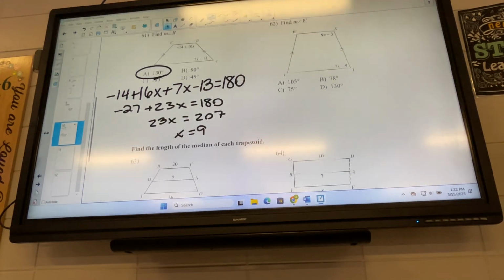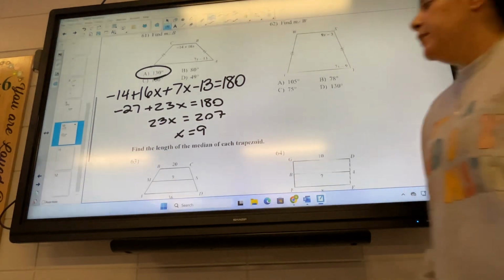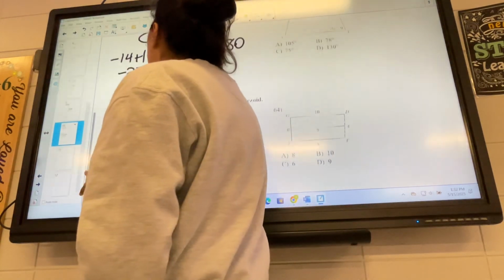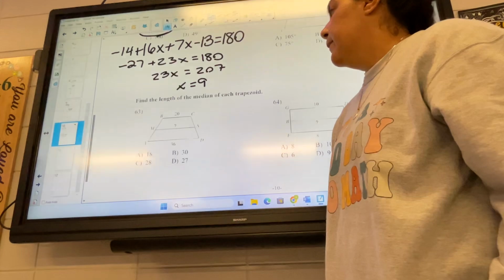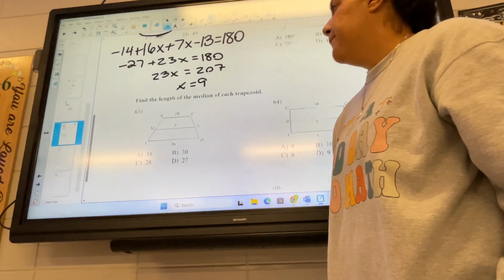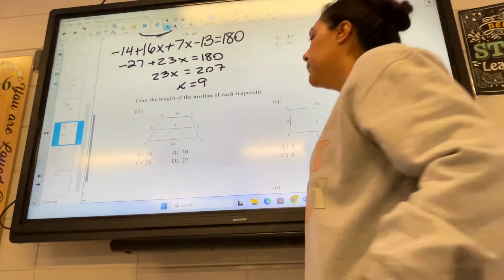Okay, 63. What do we do for 63? Add them together and divide. We're going to add them together and then divide by 2. Okay, we take the top one plus the bottom one and then divide by 2. What is that? 28.